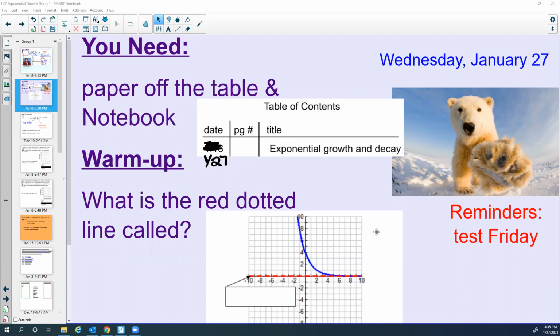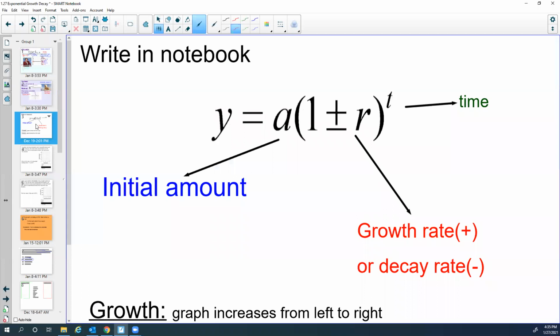First off, the warm-up is, what is that red dotted line called? It is called an asymptote. Next, you want to write down this equation. You use this equation for exponential word problems.